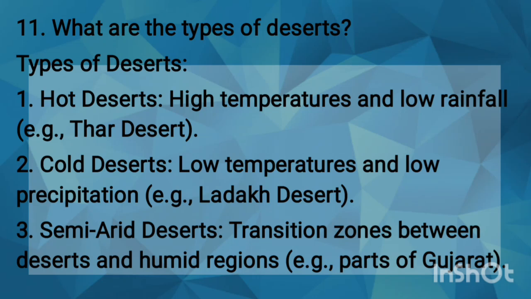What are the types of desert? Deserts can be categorized into three main types. A hot desert, such as the Thar Desert, is characterized by high temperature and low rainfall. In contrast, a cold desert like the Ladakh Desert experiences low temperature and low precipitation. Semi-arid deserts found in regions like parts of Gujarat serve as transition zones between desert and humid regions, exhibiting a mix of desert-like and more temperate conditions.